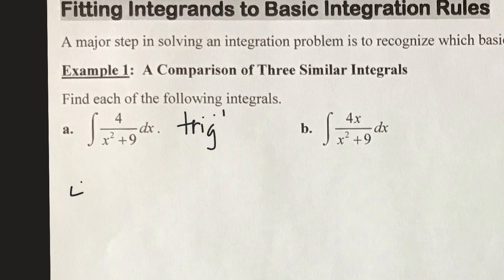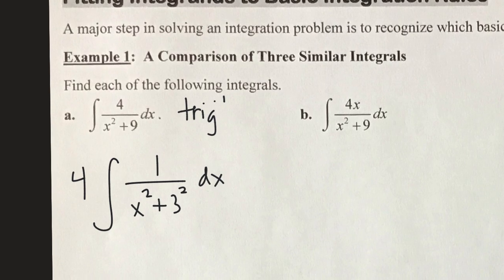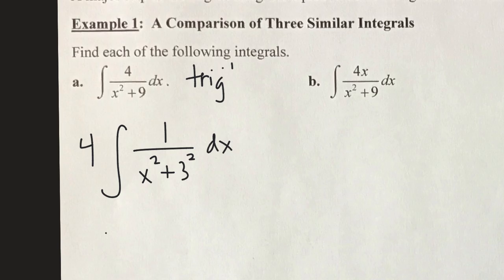Right? We can pull the 4 on the outside. That's one of our rules that we can do. And this is x squared plus 3 squared dx. That looks like it's going to be an inverse, sort of arctan derivative. So this one does, in fact, integrate to being an arctan.